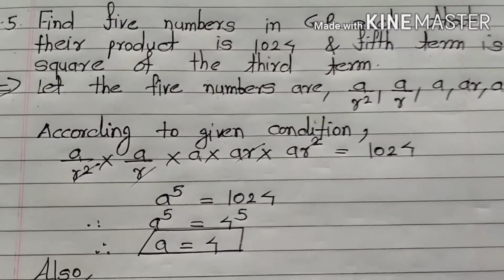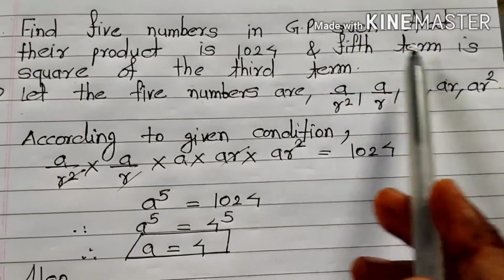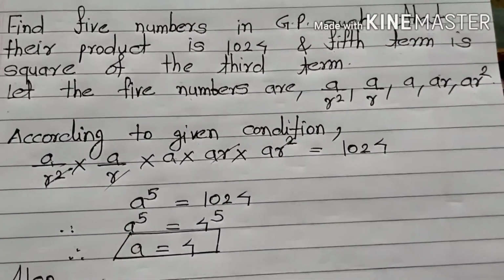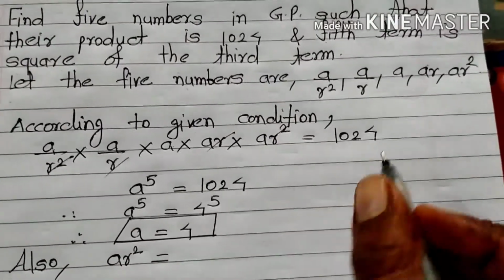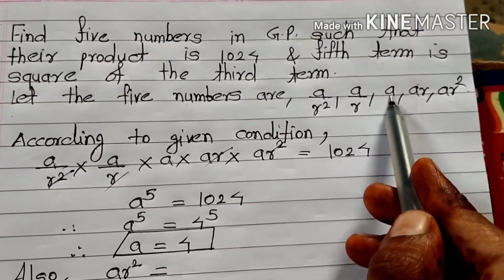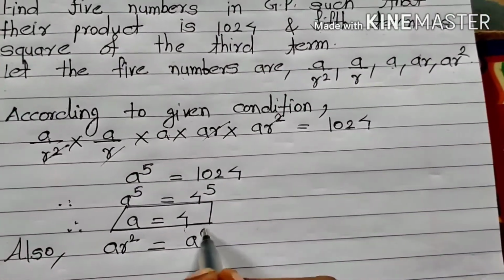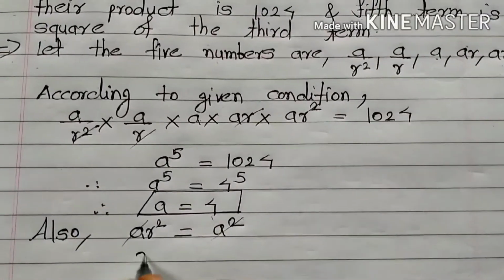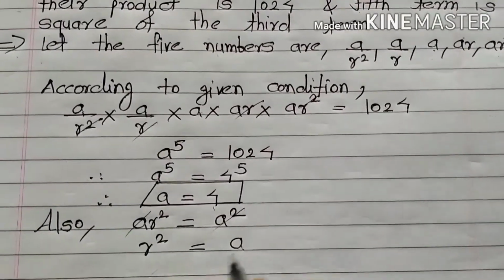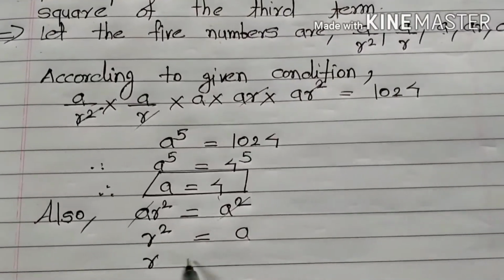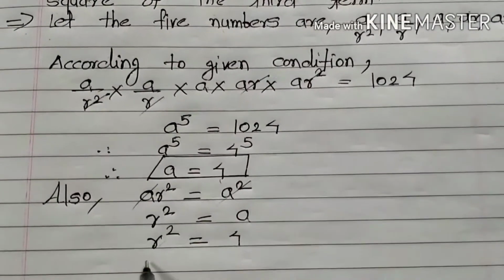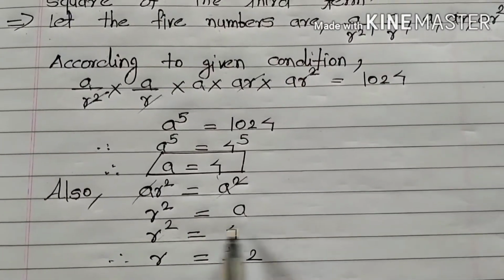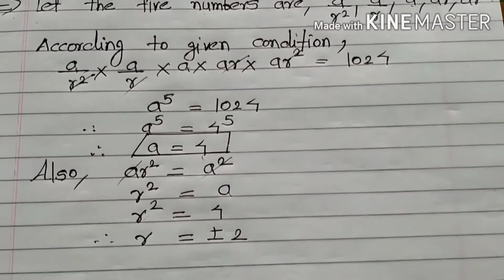Also from the second condition, what is the second condition? The fifth term is the square of the third term. So what is the fifth term? This fifth term ar square is the square of the third term. The square of the third term means a square. So from this a cancels, and we get r square, which is equal to a. So r square is equal to 4. Therefore r is equal to what? Plus minus 2, while taking the square root, we get plus minus 2.